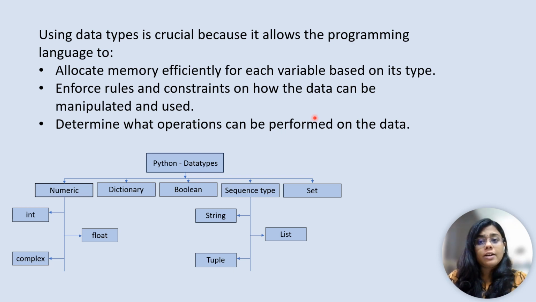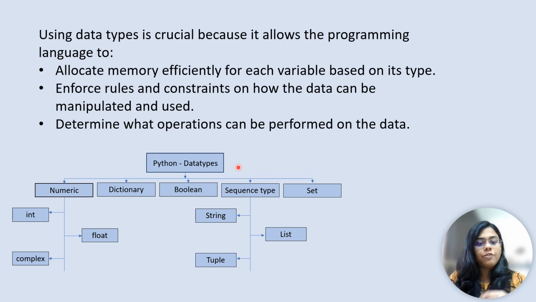So why are data types so important in programming languages? Data types help the system allocate the memory for that particular variable efficiently. Every single data type has a certain amount of bits that it encapsulates that help the system understand and allocate that part of the memory for that particular variable. It also helps enforce rules and constraints on how the data can be manipulated and used. It also helps determine what are the different types of operations that can be performed on the variable or data based on its data type.